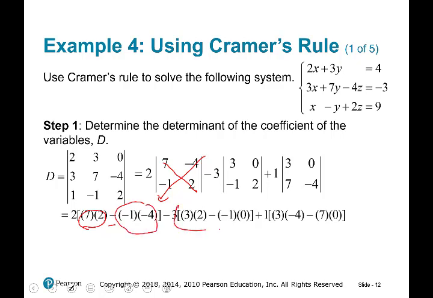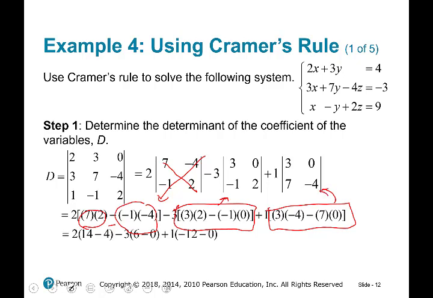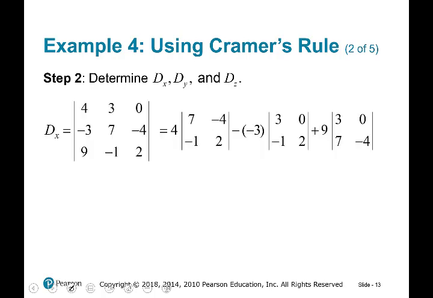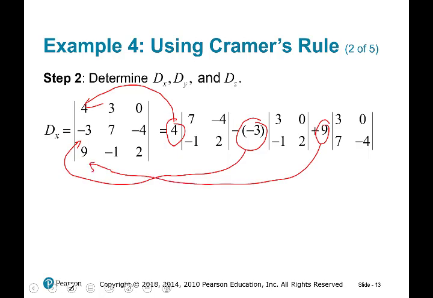Here, this calculation again is because of this determinant, and this calculation because of this one. And then you reduce and you get a value of -10. So see if you get that -10. If you don't, please let me know. Then you have dx, right? So again, 4 comes from here, -3 comes from here, 9 comes from here.